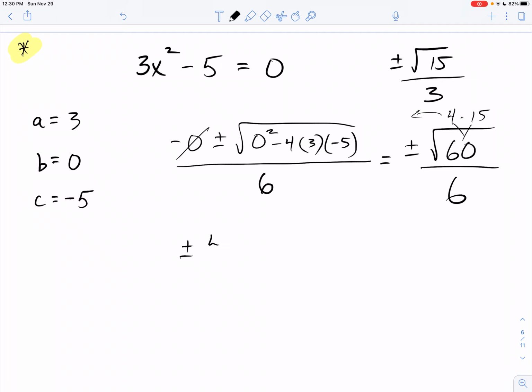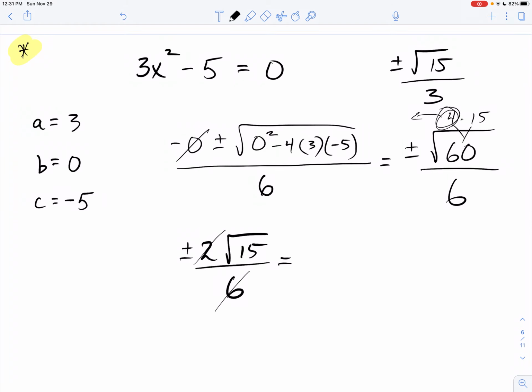No, I almost wrote 4. This will produce a 2 on the outside. This will stay inside, and that's a 6. And then I go, hey, boom, I got these two guys I can reduce. Plus or minus radical 15 over 3. Yep, that's what I thought it was.